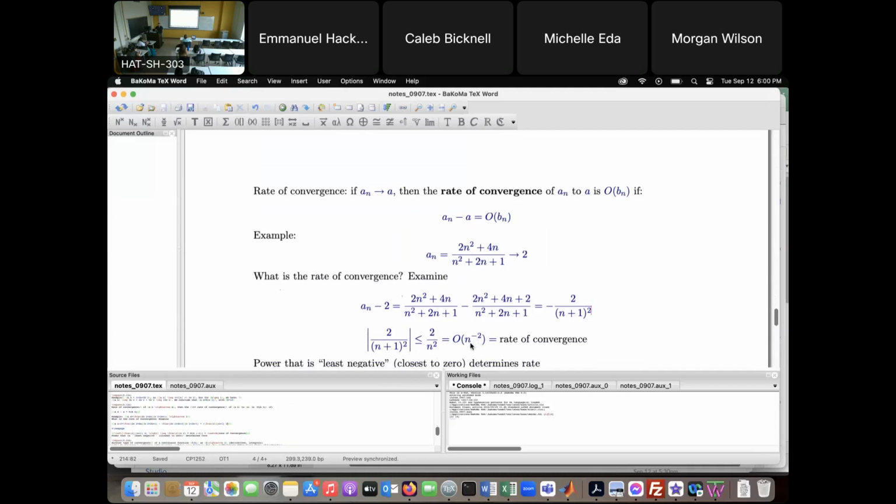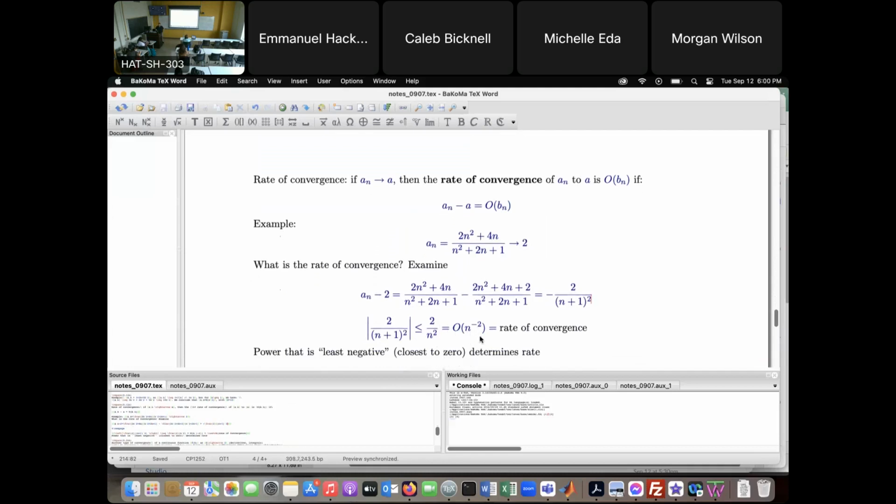So if you have a convergent sequence whose rate of convergence is big O of n to the minus 1, versus another that's n to the minus 2, the latter sequence with the n to the minus 2 convergence rate is going to converge to its limit a whole lot faster than the other one. So as a guideline, the exponent that is closest to 0, in other words, the least negative, determines the rate of convergence.